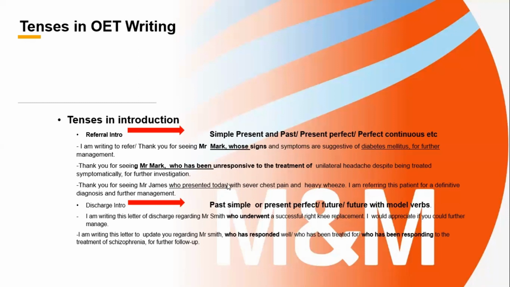So you can see there are a variety of grammatical expressions you can use in the introduction part to show the density of the grammar, and if you can use them appropriately, even your introduction will be dense with reference to grammar. Like, I'm writing to refer, or thank you for seeing Mr. Mark, comma, a 28-year-old man, an accountant. An appositive noun has also been used, whose signs and symptoms are suggestive of diabetes. You have used the non-defining relative clause. So a variety of grammatical expressions can be used over here, right?